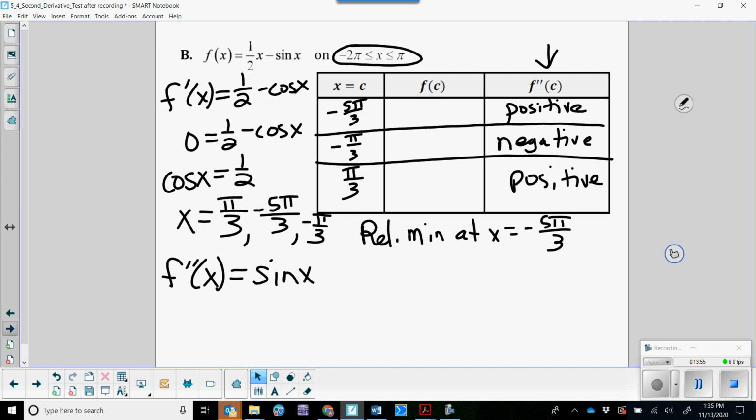We're not going to find the other part. At negative pi over 3, we're down in quadrant 4, right? So f double prime was negative there, which means that it's concave down, like an upside down bowl. So I'm going to have a relative max. And then it's positive at pi over 3, which means the second derivative is positive, so it's concave up. It's a right side up bowl, so I'm going to have a minimum.